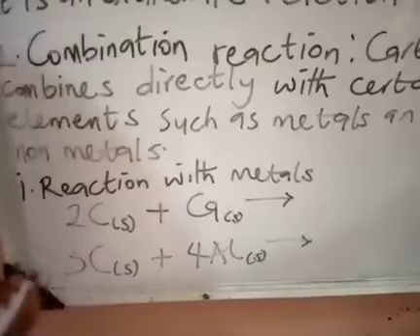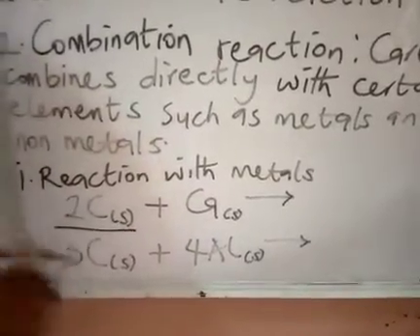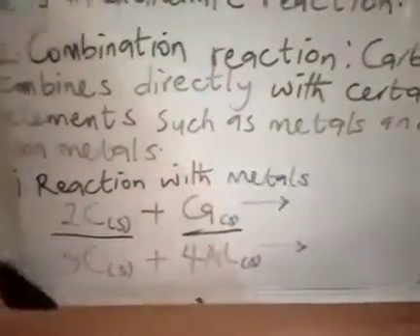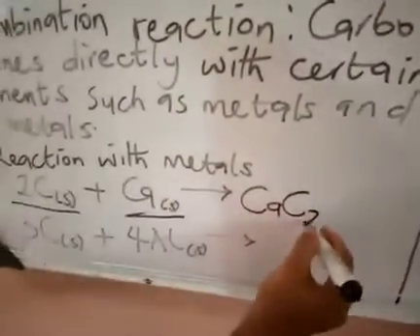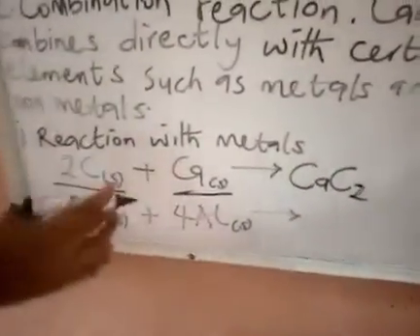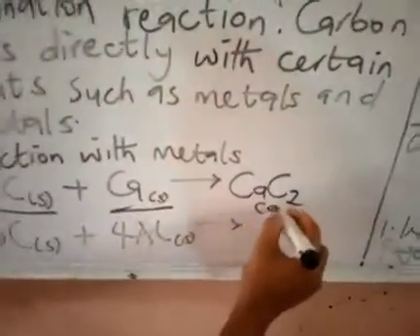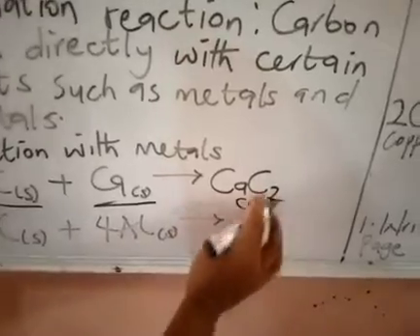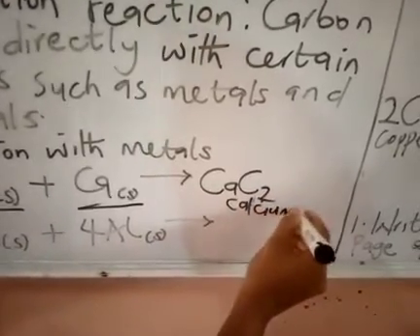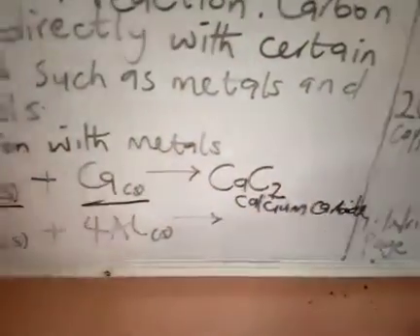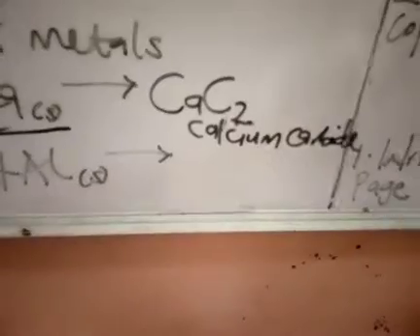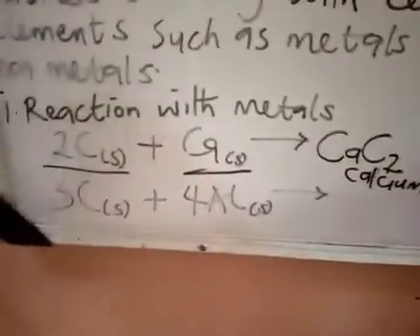Now let's see this reaction. Two molecules of carbon with calcium, a metal. A combination reaction will give rise to one product: calcium carbide. Most of us must have heard about carbides. This is just a simple reaction that takes place between carbon and calcium, a metal, to give us calcium carbide.